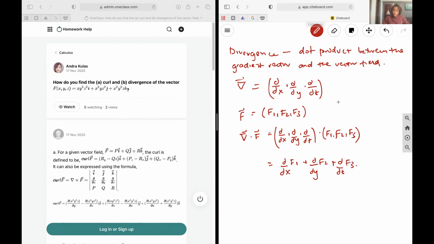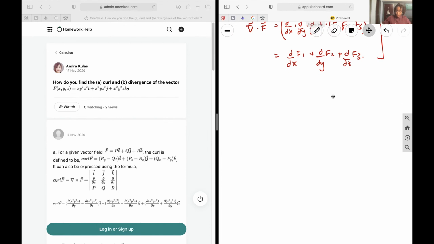And what is actually going on, so this is the math of what the divergence is. What that actually means graphically is, let's look at what different divergences of functions would look like. And so let's say we have the vector field xy.